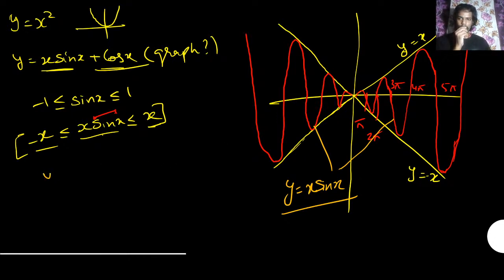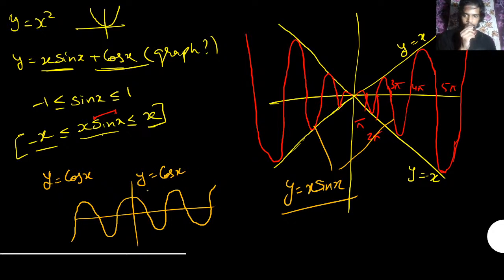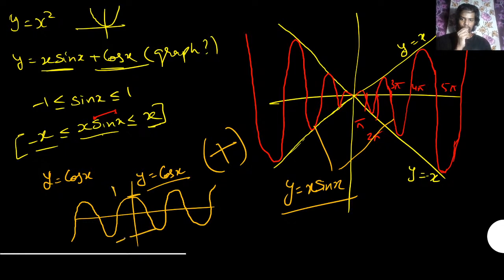Now we also have to draw y equal to cos x, and y equal to cos x is quite simple. This is y equal to cos x, and now we want to add these two. Just try to remember that cos x lies between 1 and -1 only, but x sin x can go up to minus infinity and plus infinity. So you have to understand that this will dominate.